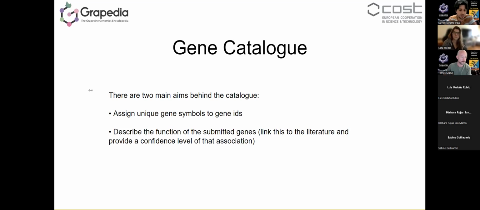And those genes that are only present in other cultivars or species can also be added, or we're opening the possibility. So they will have IDs from another assembly, but none in the reference genome, of course.